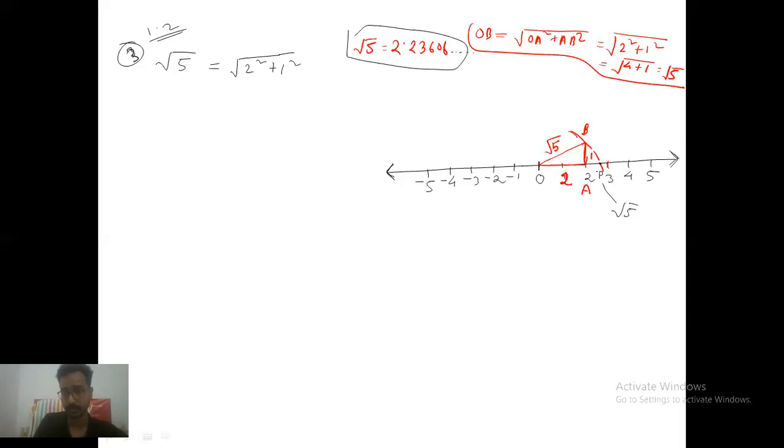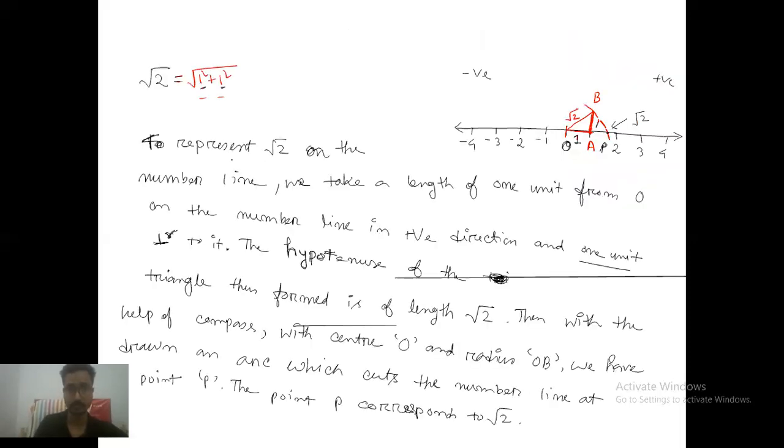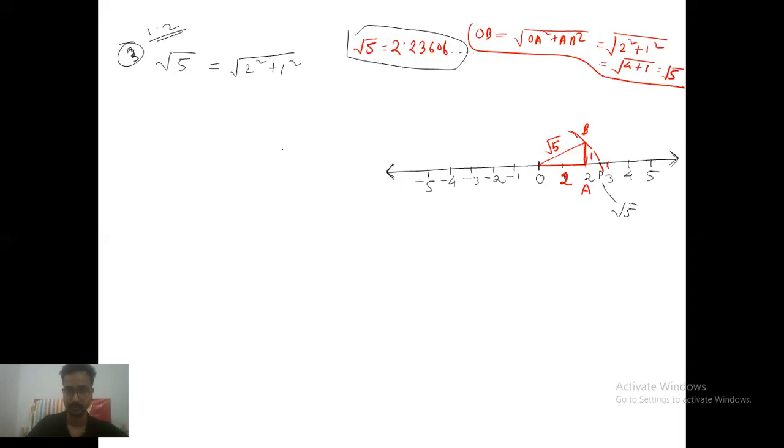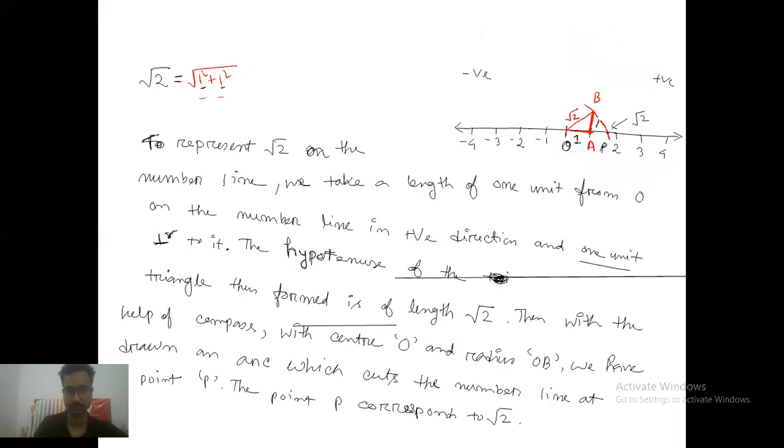So this P denotes root over 5. Clear? The statement will be the same as this one. Here you have to write down to represent root over 5. That means in the next question your statement will be the same. Just in place of root over 2, you have to write root over 5.